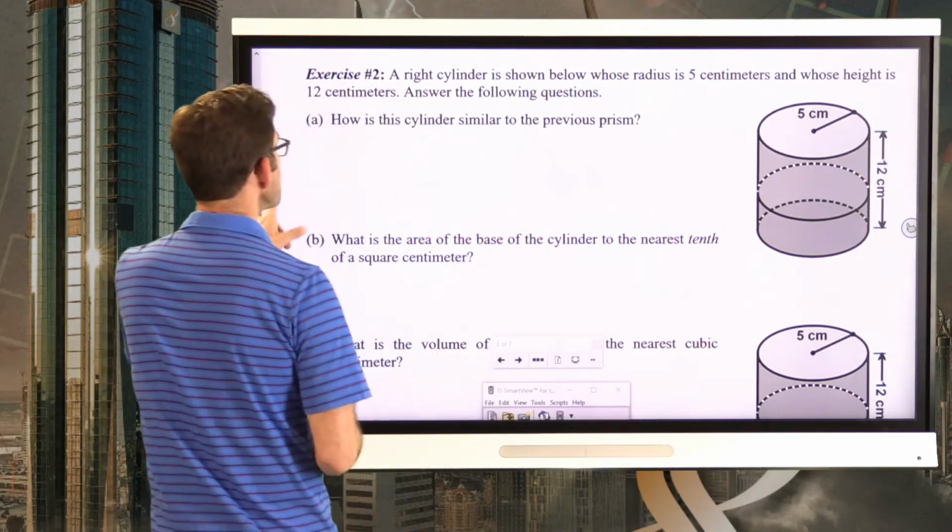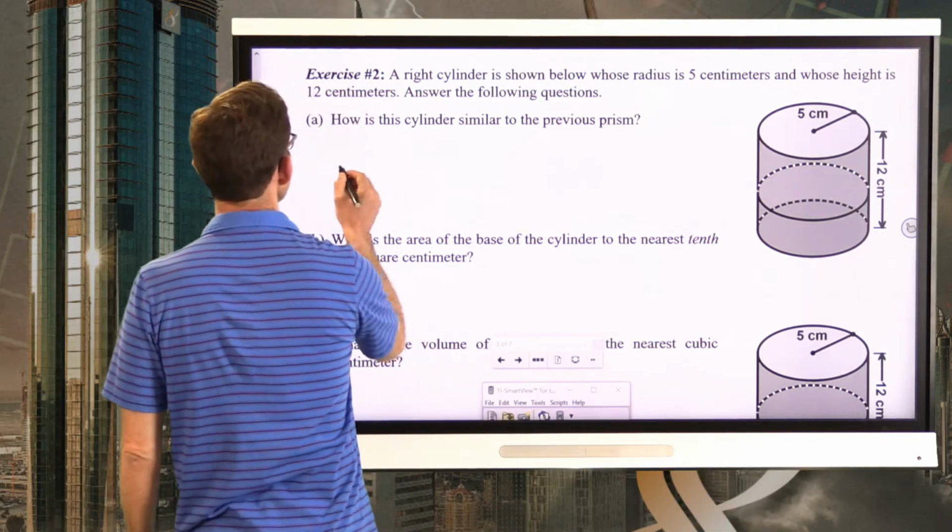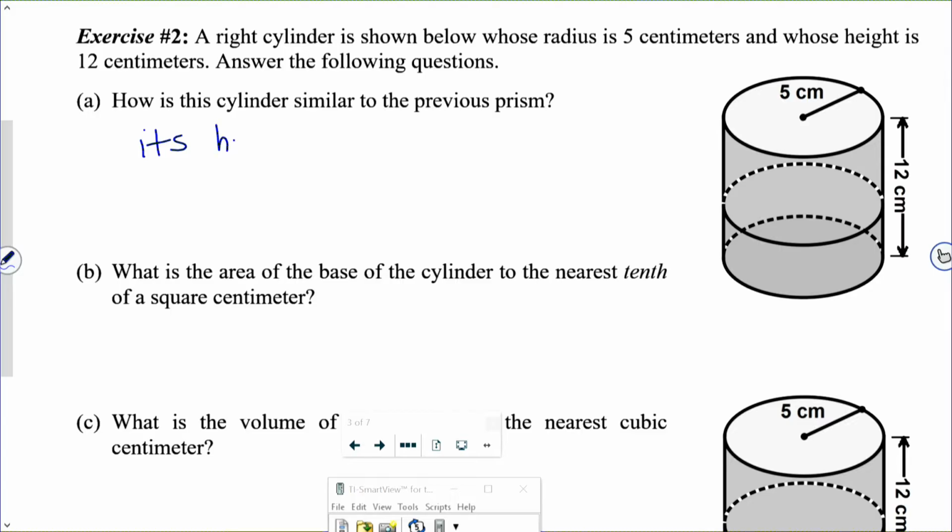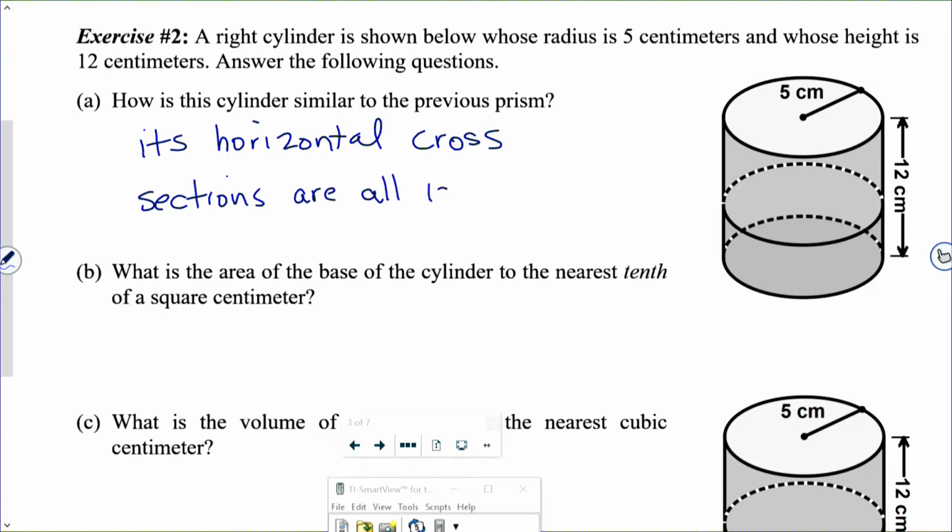So how is this cylinder similar to the previous prism? Its horizontal cross sections are all identical to its bases. Right? So very, very similar.